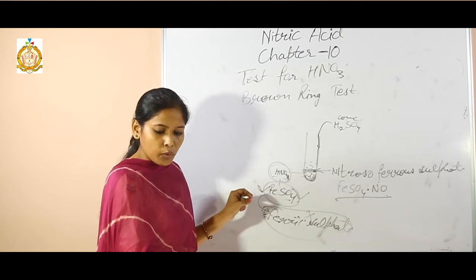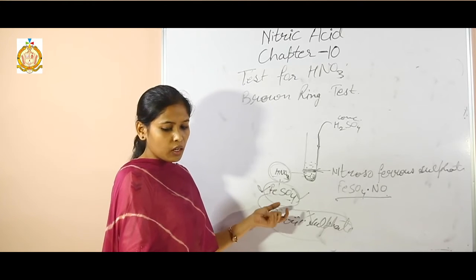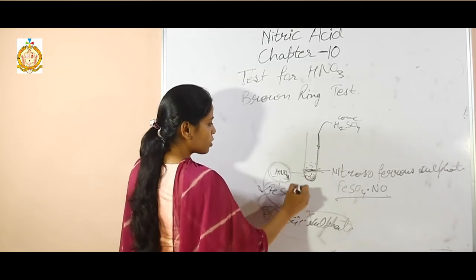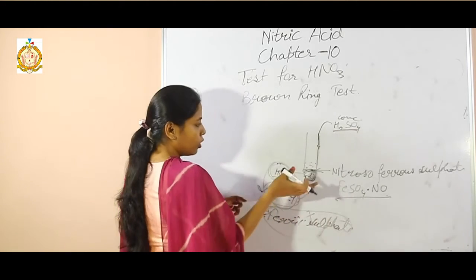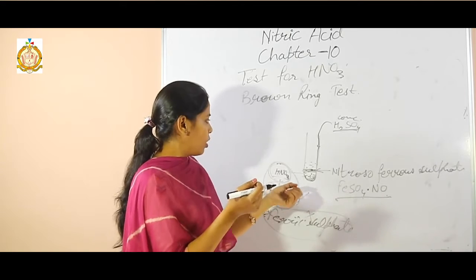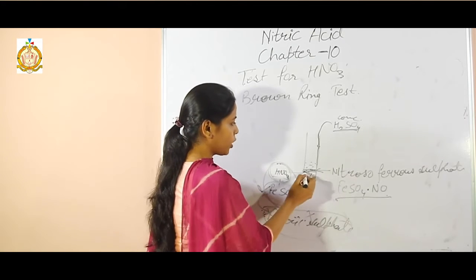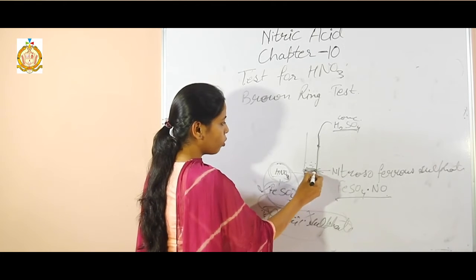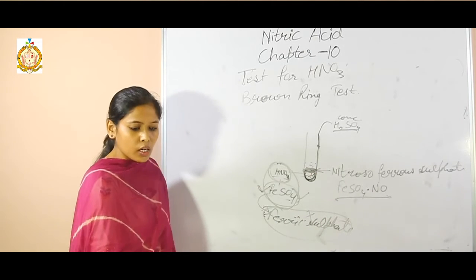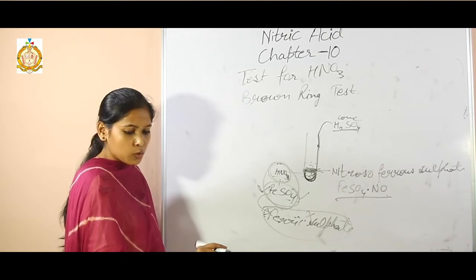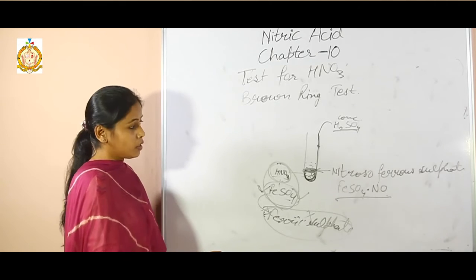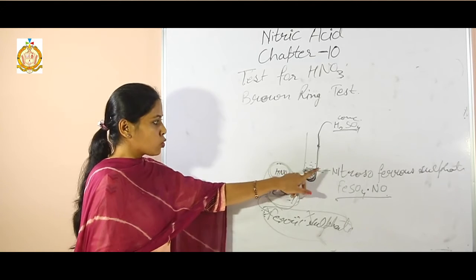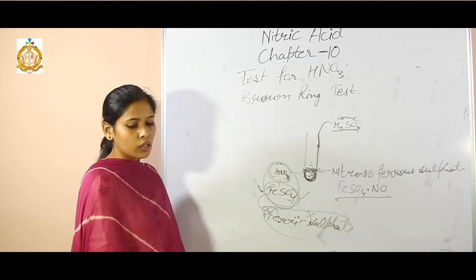Second thing is, the brown ring of nitroso-ferrous sulfate is formed at the junction. Already I have explained. Junction means where the two solutions meet, that is called the junction point. It is heavier, it will go sidewise, then will come here and form the brown ring. The third one is, this brown ring of nitroso-ferrous sulfate decomposes on heating, or when you disturb the test tube, it will not form, and on heating also it will decompose into some other compounds.